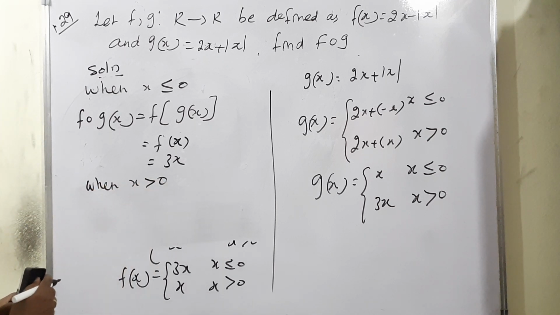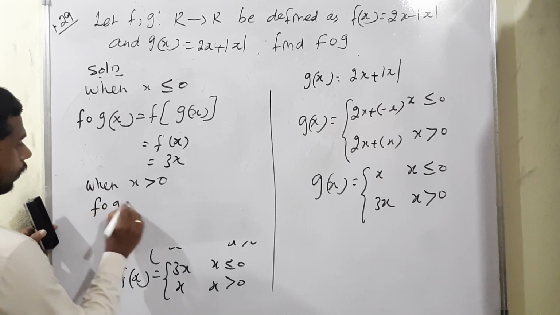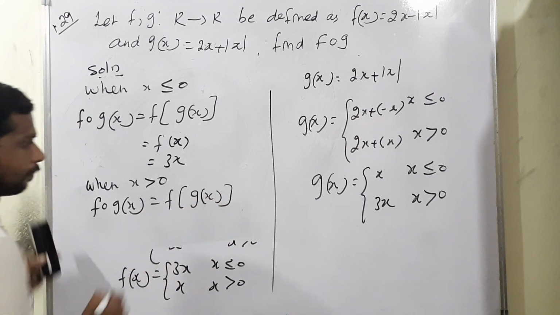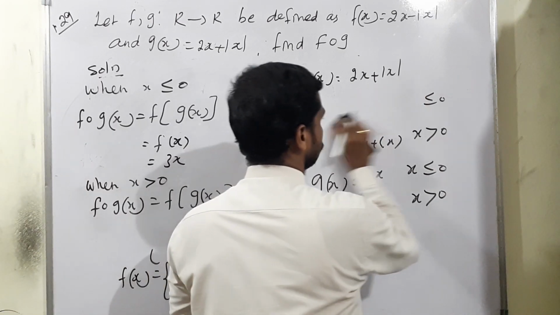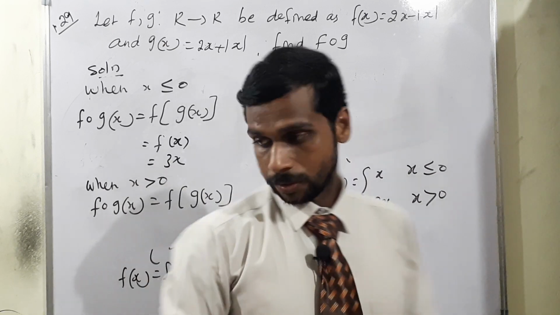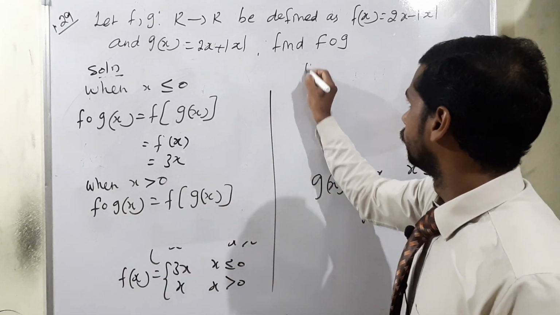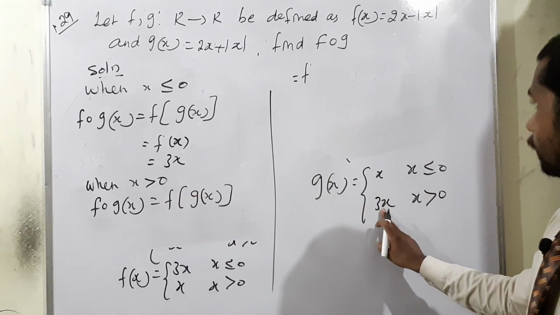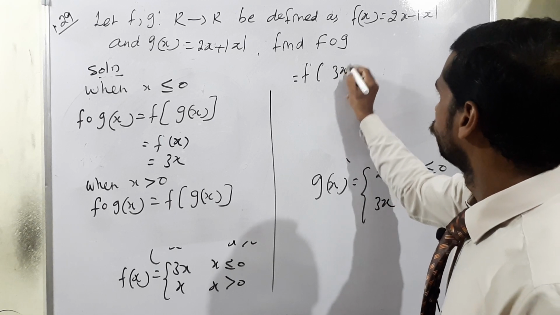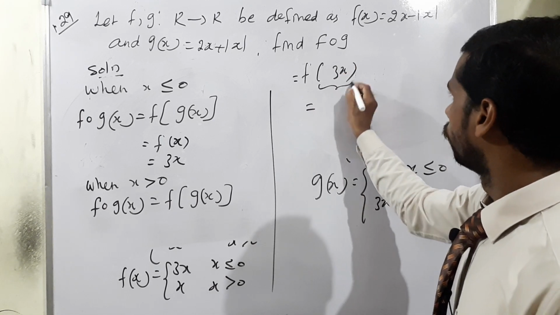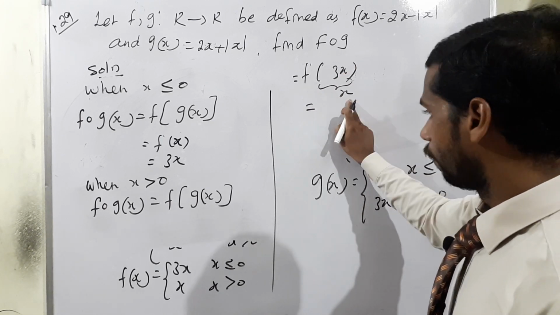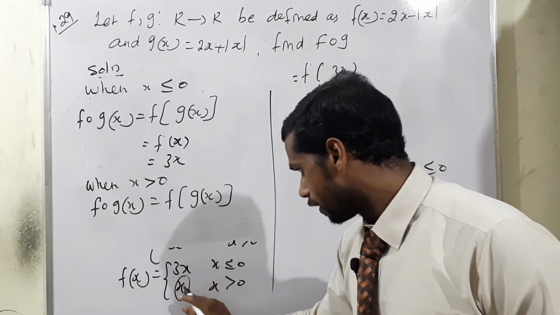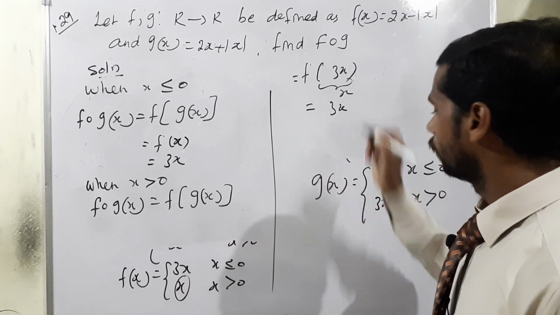What will happen? Greater than 0 means the same condition: f dot g of x is equal to f of g of x. Therefore, f of g of x, isn't it? So now f of g of x, for x greater than 0, g of x is 3x, isn't it? So f of 3x. Again, this is the whole term f of x, isn't it? So f of x when x is greater than 0 is only x. Instead of x, we can write what value? 3x. See, look at that.